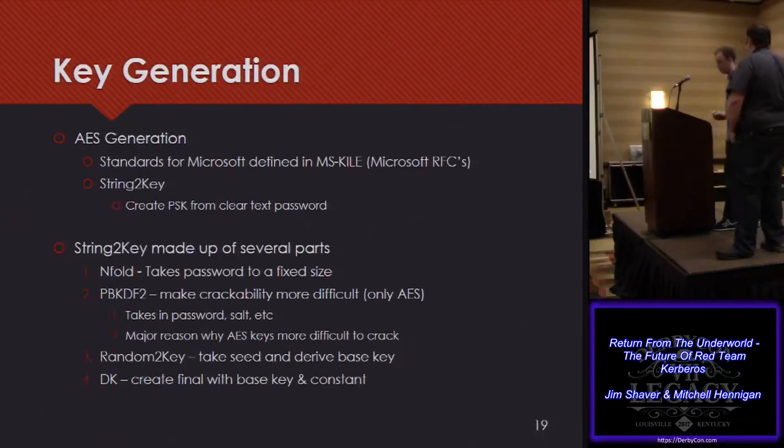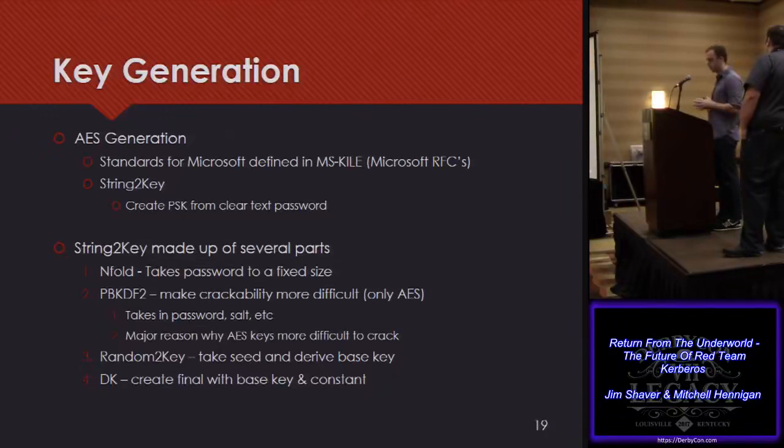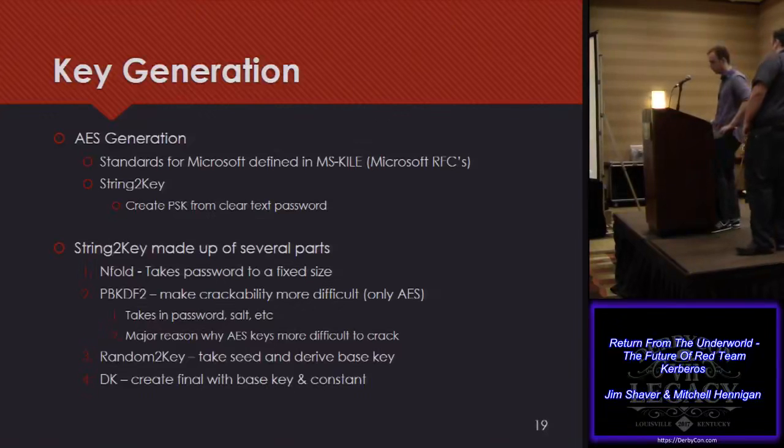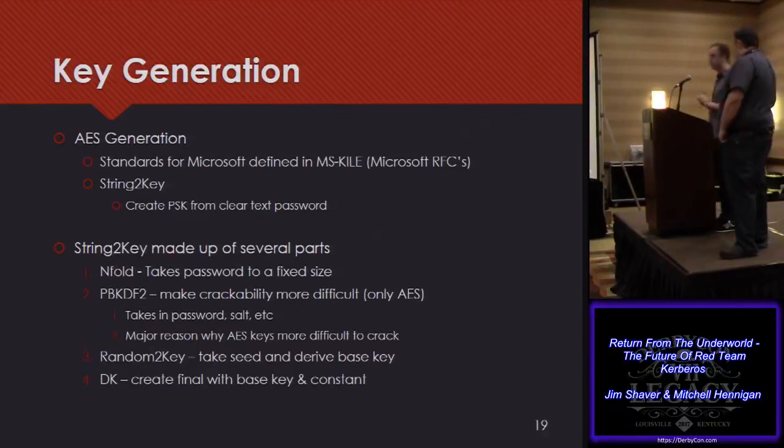And then as part of AES, there's really one overarching function here, and this is going to be string to key. This is going to take your password and start to generate those PSKs, those pre-shared keys. This is defined in MS-Kyle, a Microsoft RFC file. That's really the only place we found it actually defined, but this makes up the overarching part of generating these block ciphers. Now this function will be the same for all the block ciphers minus about a function or two from AES, which will make it more difficult to crack.